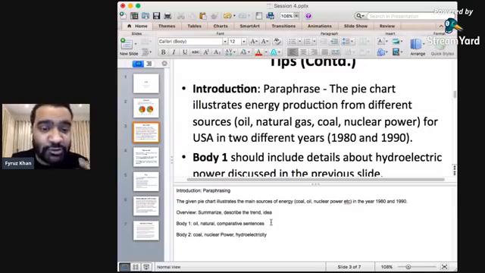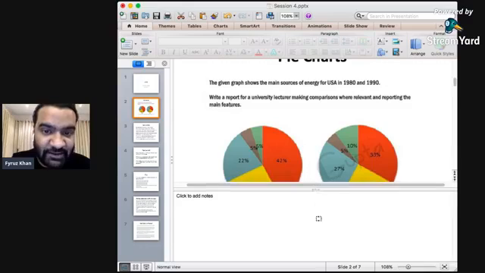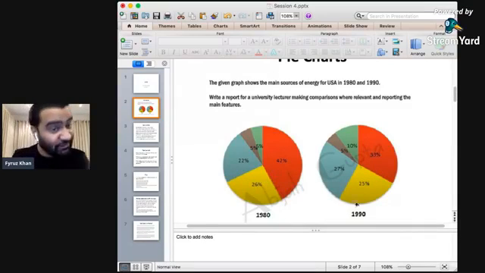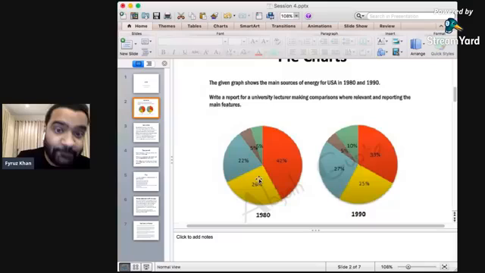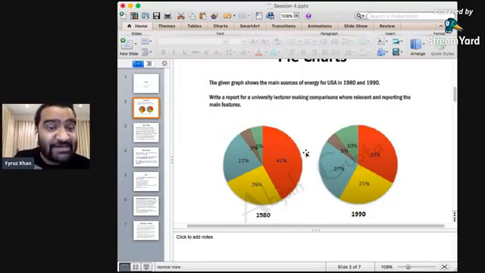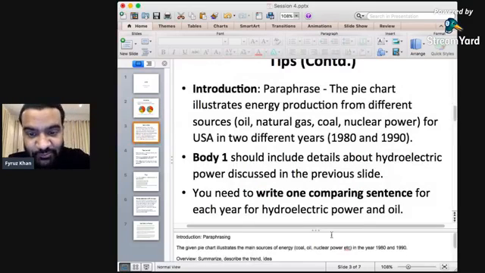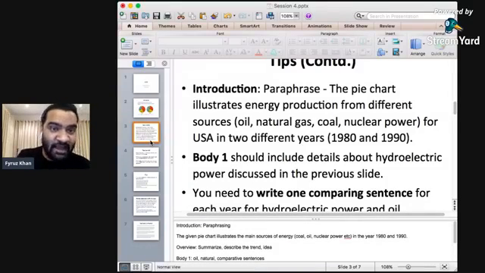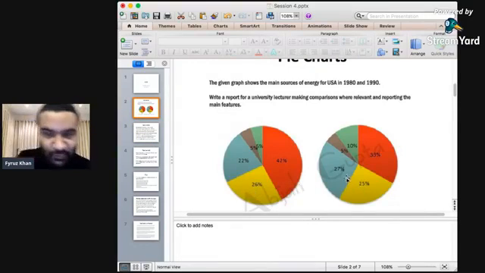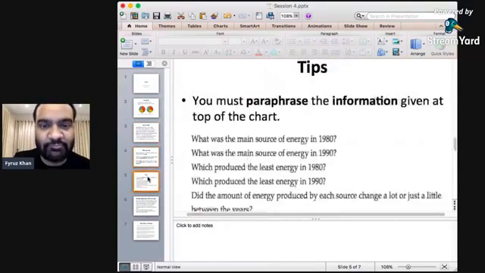So in body one, I'm going to talk about two things: oil and natural gas, because they contain the maximum proportion of the pie chart. I'm going to talk about these two in both years. It's not just one year, 1980 to 1990. So you'll compare these two, and in the second paragraph, body two, you are going to compare these three together. It's going to be interesting. That's how you plan. Make sure you add numbers in body one and body two. Have these percentages: 26, 25, 27, 5, 10, 13. Compare them. Make sure you compare them properly.